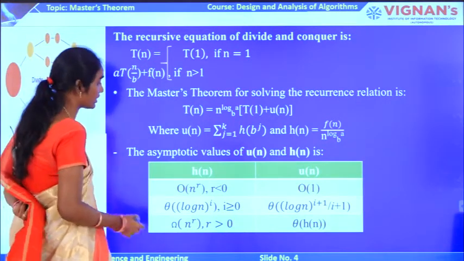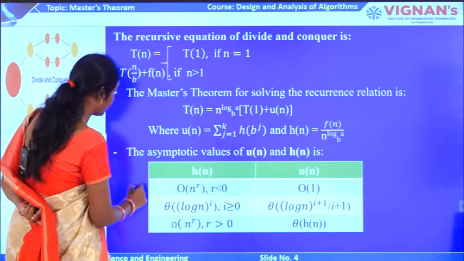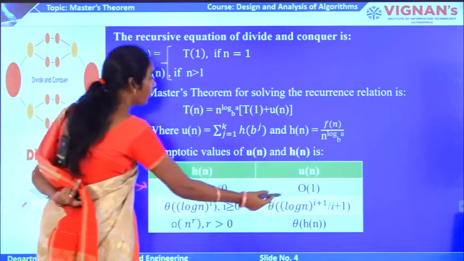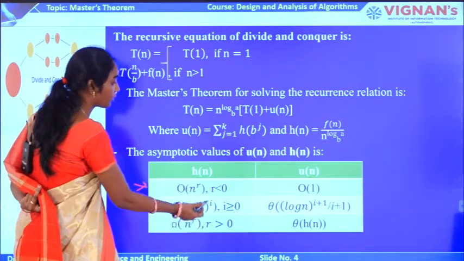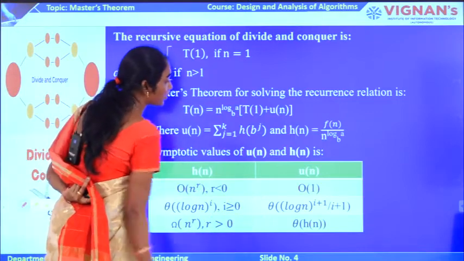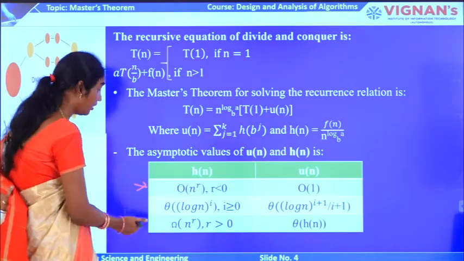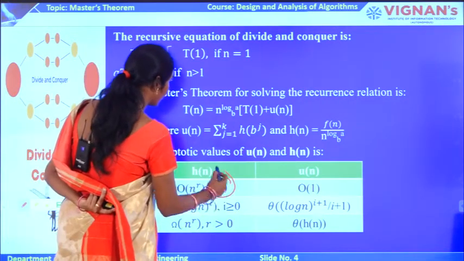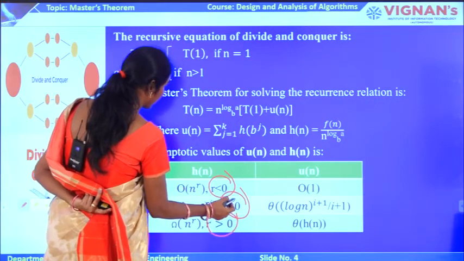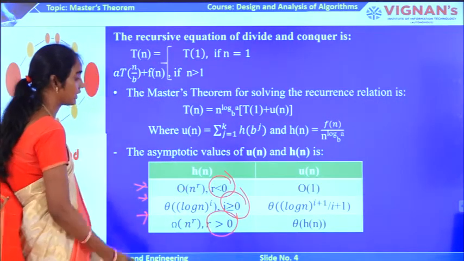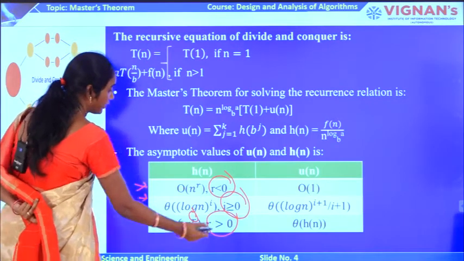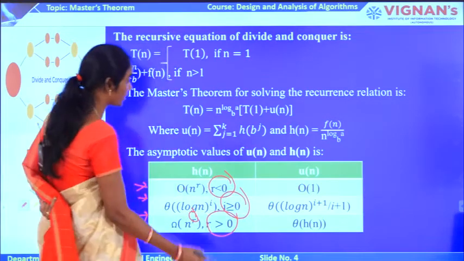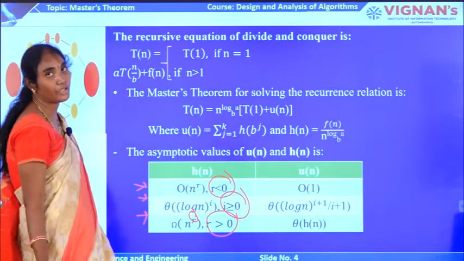So here, h(n) and u(n). If h(n) is big O of n to the power of r, and big O of 1, then u(n) is theta of log n to the power of i, and u(n) is theta of (log n)^(i+1) / (i+1). These are the cases where r is less than 0, where i is greater than or equal to 0, with i being nothing but r. So r is greater than 0. Here, theta of (log n)^i with i greater than or equal to 0. And when r is less than 0, this is big O of n to the power of r.